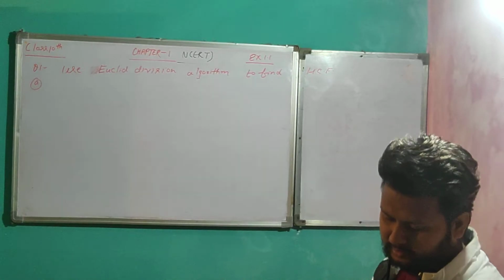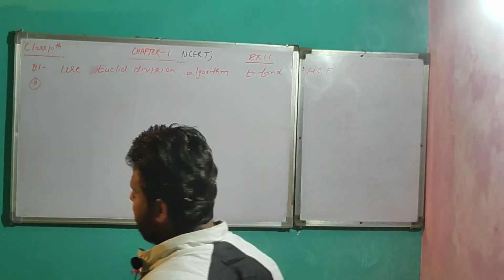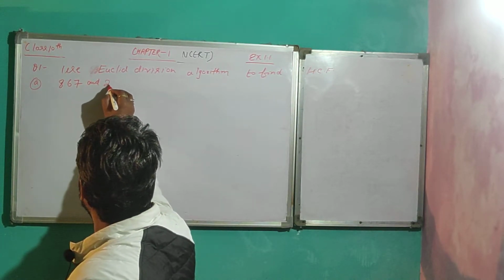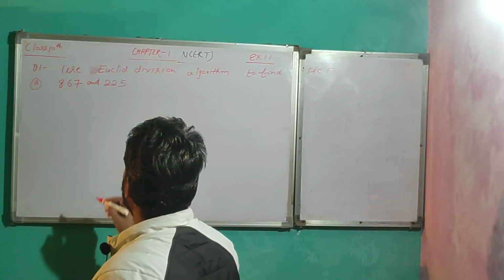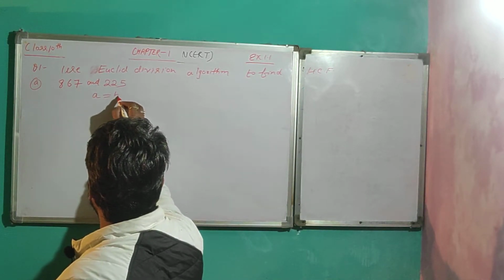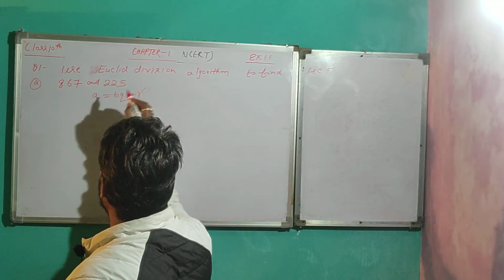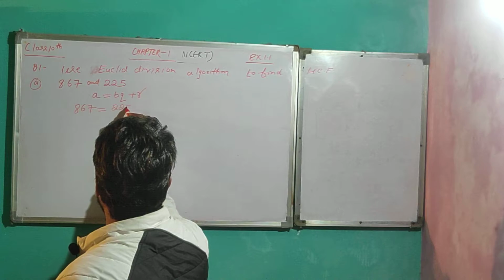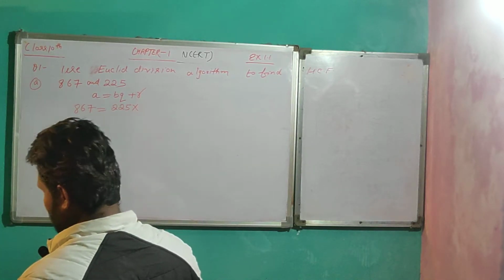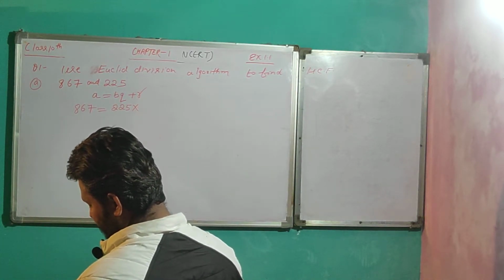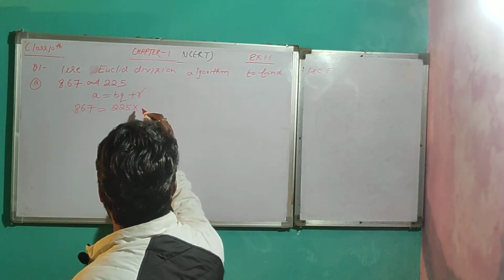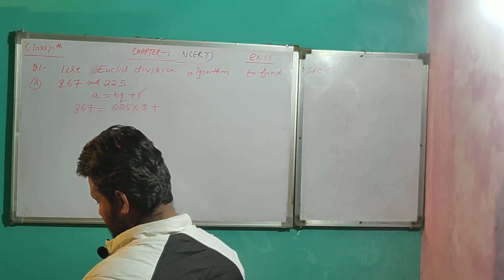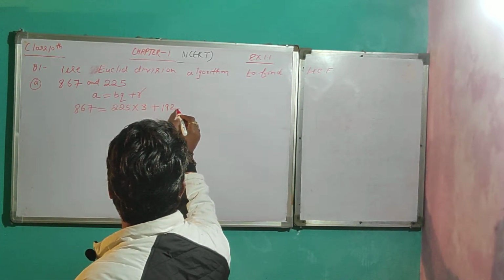Using again the third question to find the HCF of 867 and 225. Okay, again using the same formula, A is equal to BQ plus R. The value of A is 867, the value of B is 225, and you can use 225 into 3, 675. Okay, 867 minus 675, this is 192.